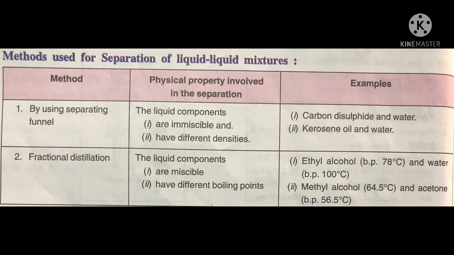The second one is fractional distillation. In this, the components are miscible and have different boiling points, like ethyl alcohol and water. Ethyl alcohol's boiling point is 78 degrees Celsius, whereas water has a boiling point of 100 degrees Celsius. Also they are miscible, which means they are completely mixed. The second example is methyl alcohol and acetone. Here methyl alcohol's boiling point is 64.5 degrees Celsius and acetone's boiling point is 56.5 degrees Celsius.